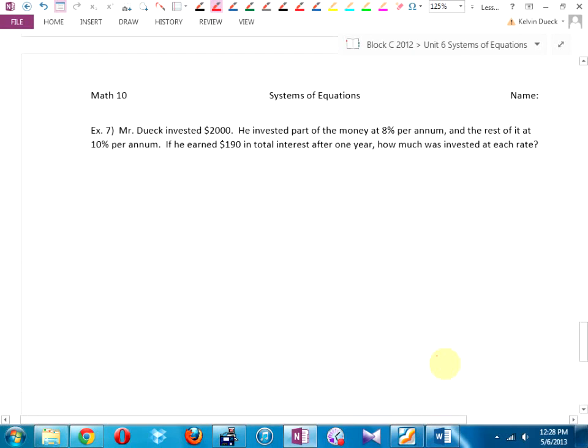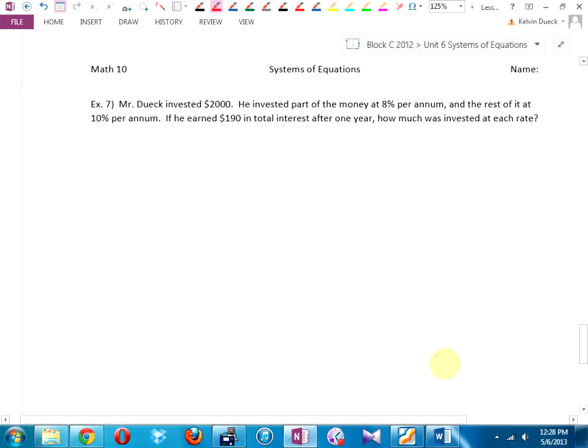Last one. I shall read this one. This is tough. Mr. Dueck invested $2,000. He invested part of the money at 8% per annum.